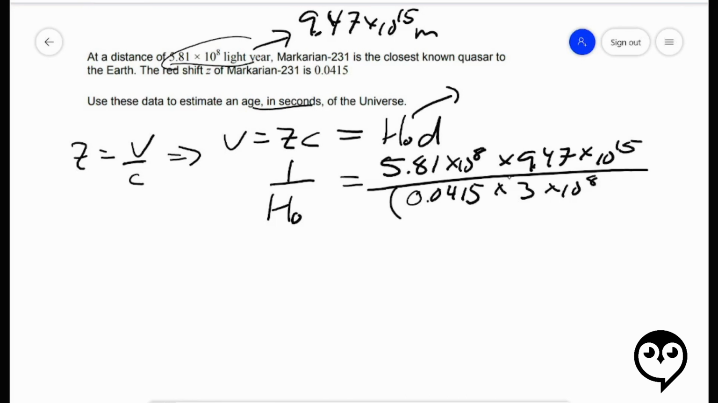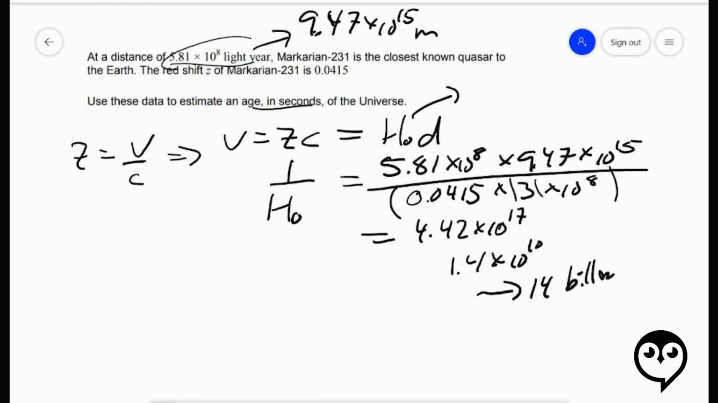Watch your buttons on your calculator with this sort of thing. Get it all in a bracket, or make sure you're using your exponent button. But if I do this, I get 4.42 times 10 to the power of 17. If we divide by 86,400, that'll tell us how many days. I'll divide that by 365, and I get 1.4 times 10 to the power of 10, or in other words, 14 billion years. And that seems consistent with what we seem to think is the age of the universe.